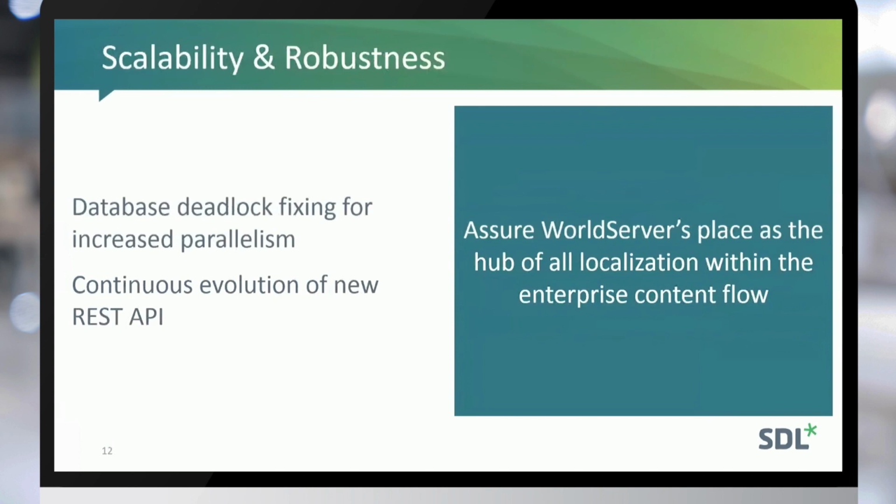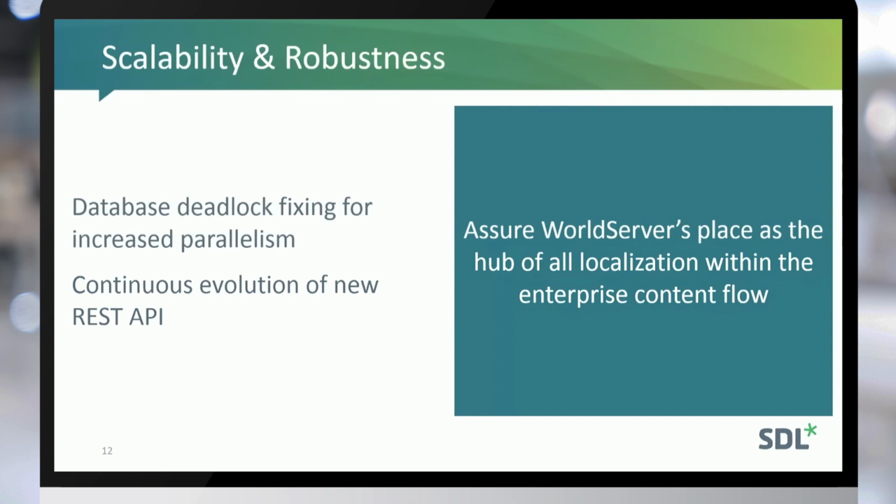So I mentioned also scalability and robustness. This is really a given for an enterprise application with the kind of heritage that WorldServer has. As we see increasing volumes from across the install base of various different content types, so we're bringing in more and more content for localization, we need to make sure that WorldServer is ahead of the curve there in terms of scalability and robustness, and we're constantly working away in the background. Again, it's not all things that you see, but it's really about guaranteeing the place of WorldServer as the hub generating localization work packages from all of those enterprise content streams.